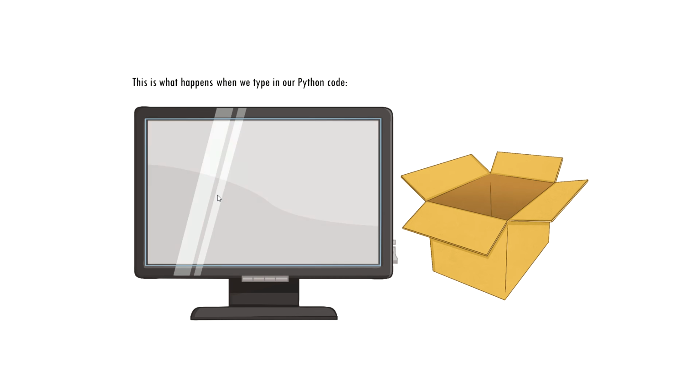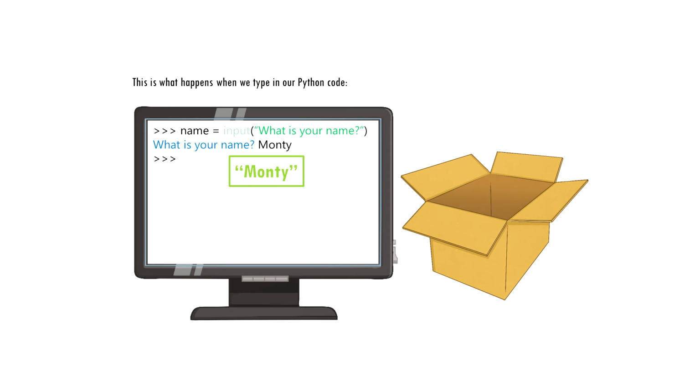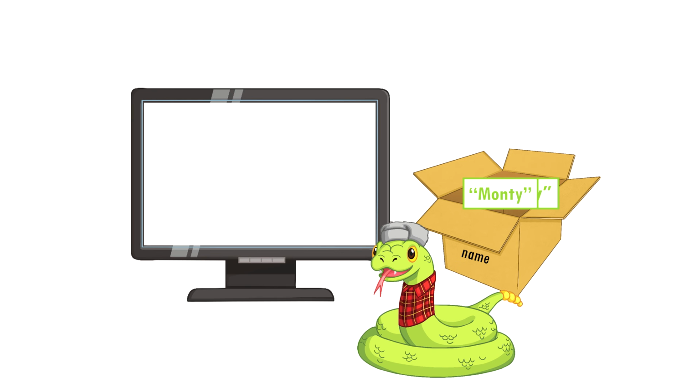So when we type in our Python code, name equals input, what is your name, and somebody types in their name, that gets stored in the box. And when we respond to that, so we print hello name, how are you today, we grab that name out of the box and display that sentence, hello Monty, how are you today.